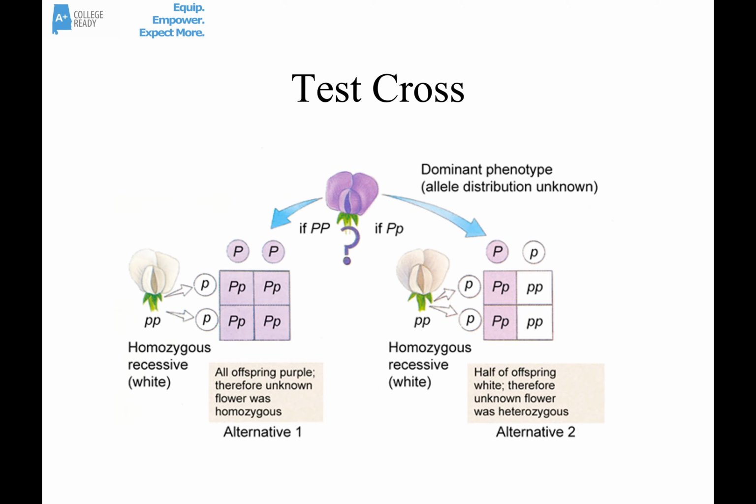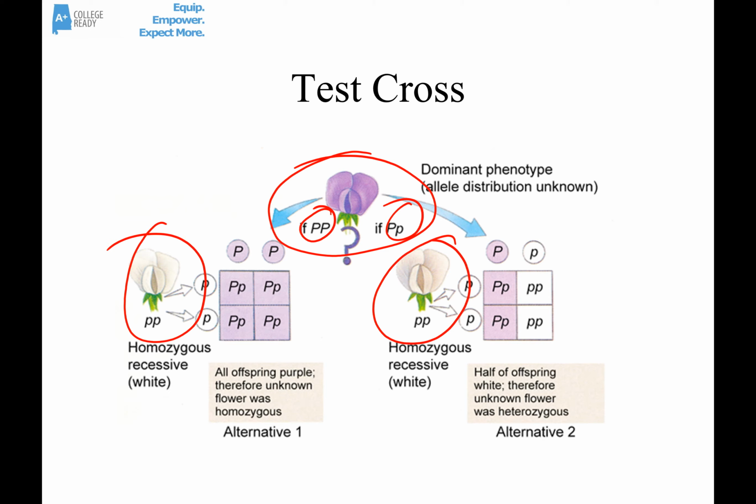So here's our test cross. Again, in this case, we're looking at a purple flowered plant. Remember, to be purple, it could be homozygous dominant or heterozygous. We crossed that plant with a homozygous recessive, in this case, a white flowered plant. If the plant is big P, big P, all of the babies turn out purple. If, on the other hand, the plant is big P, little p, half the babies turn out purple, half turn out white.